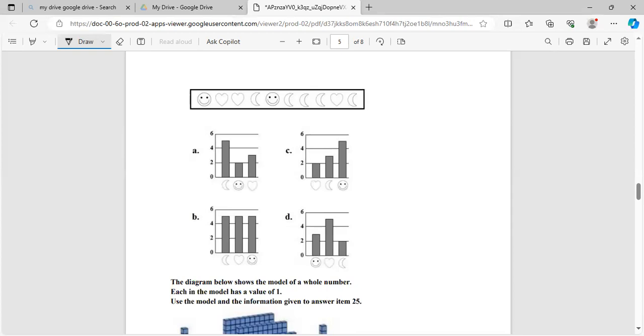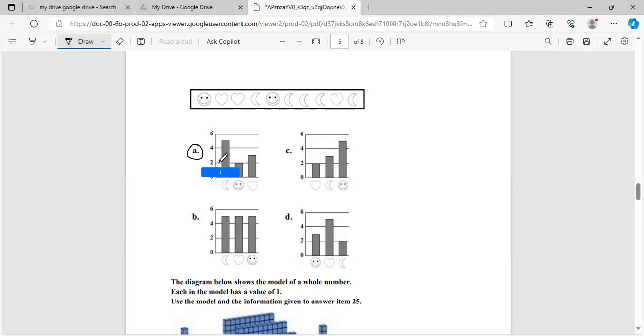Sir, I got A for my answer. So I got A because there are 1, 2, 3, 4, 5 moons. Between 4 and 6 is 5. And there are 2 happy faces, so the bar goes up to 2. And there are 3 hearts, so between 2 and 4 is 3.